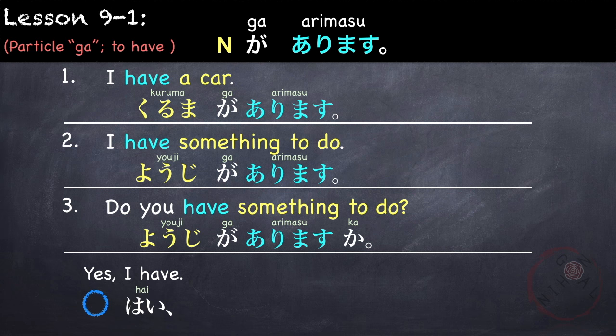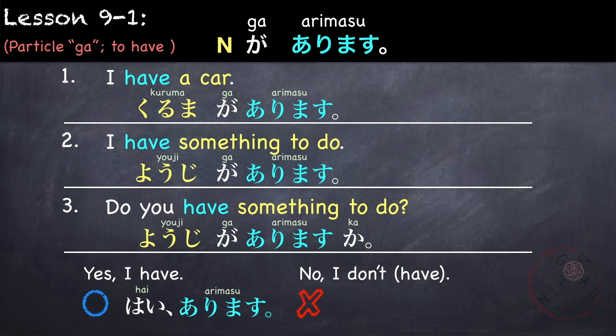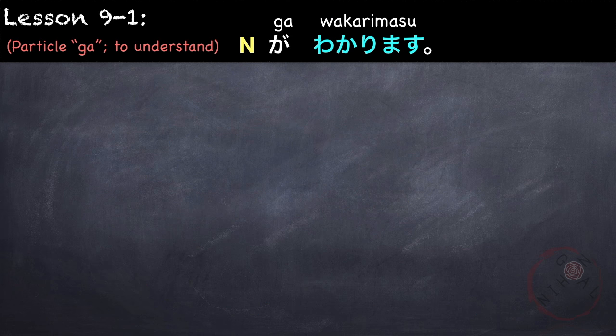To answer the question, yes, I have. Hai, arimasu. So we repeat the verb. No, I don't. Or no, I don't have it. いいえ. The negative form of arimasu is arimasen. いいえ, arimasen. Another verb that uses particle ga is wakarimasu, meaning to understand something.